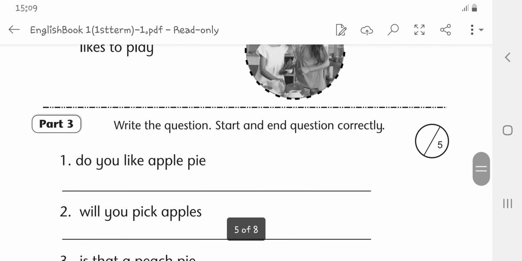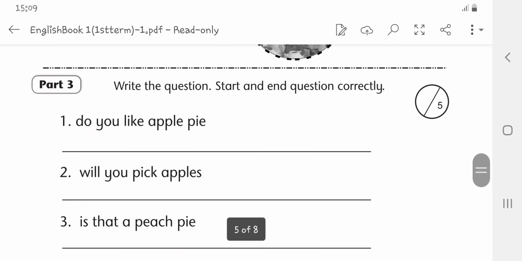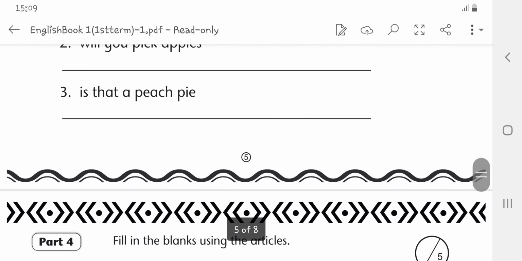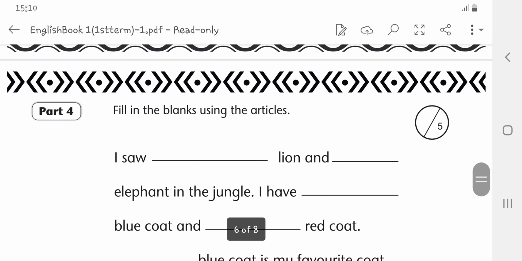Then part 3 is write the questions, start and end questions correctly. Do you like apples? So they have to put the capital letter and the question mark. And this also has 5 marks, 5 parts in it.